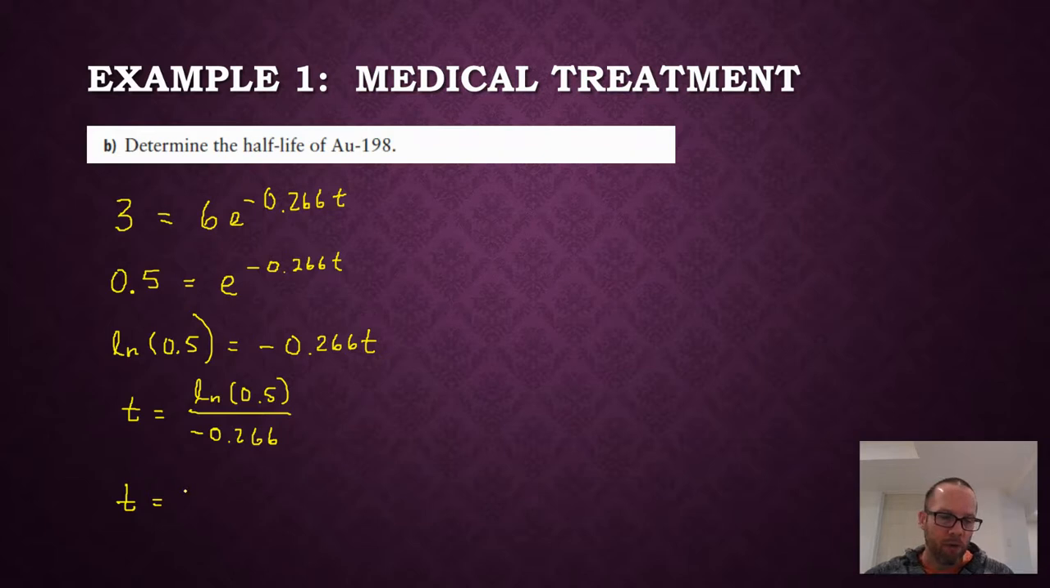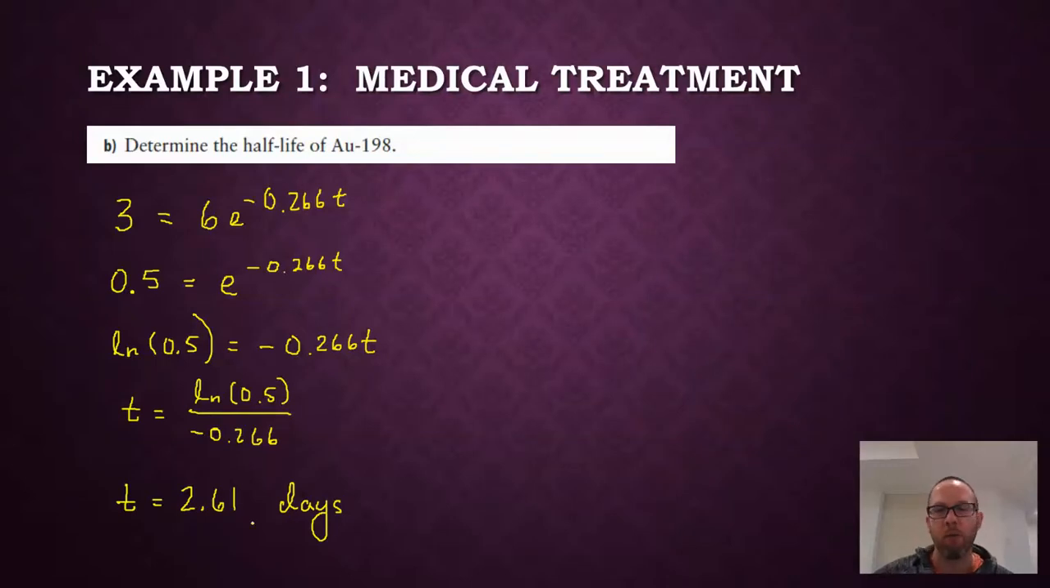Okay, so very close to 2.6. Let's say 2.61. So what this is saying is every 2.61 days, half of the amount of this isotope of gold treating the liver is left. So after initially there was 6, in 2.61 days, there'll be 3 milligrams left. In another 2.61 days, there'll be 1.5, et cetera. So we've got the half-life.